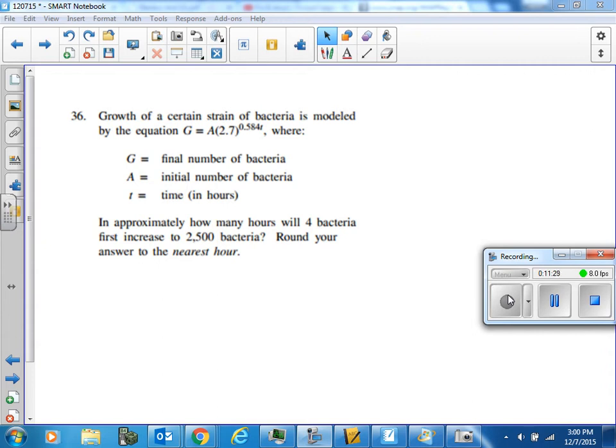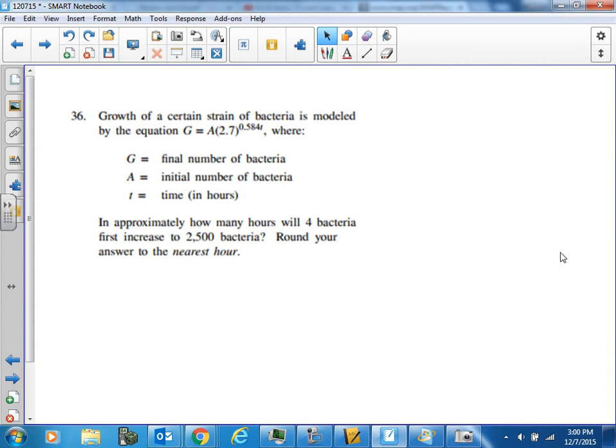All right, looking at this problem. It's similar to the last one. I'd say it's a little easier from the looks of it. All right, let's read it. The growth of a certain strain of bacteria is modeled by the equation G equals A times 2.7 to the 0.584 T, that's 584 thousandths. G is the final number of bacteria, A is the initial or beginning number, T is the time in hours. Approximately how many hours will 4 bacteria first increase to 2,500 bacteria? Round your answer to the nearest hour.